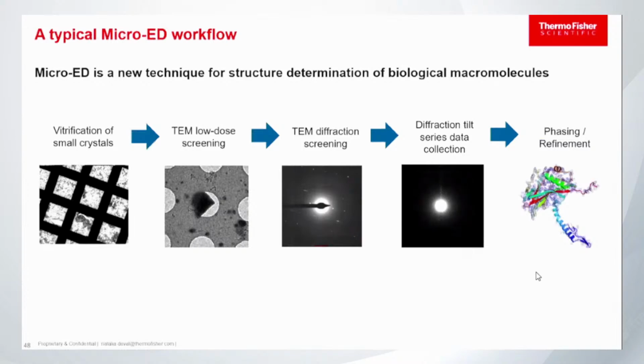Usually one crystal takes between 3 to 5 minutes, so it's very quick. And usually you need on average 10 crystals of the same compound to get all the information you need for the 3D model reconstruction at the end. You use the same programs crystallographers have been using for decades for phasing and refinement. They are the same software.